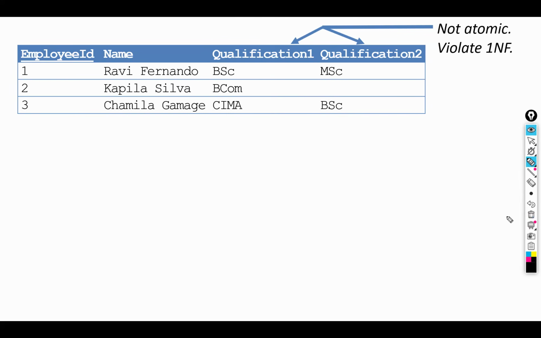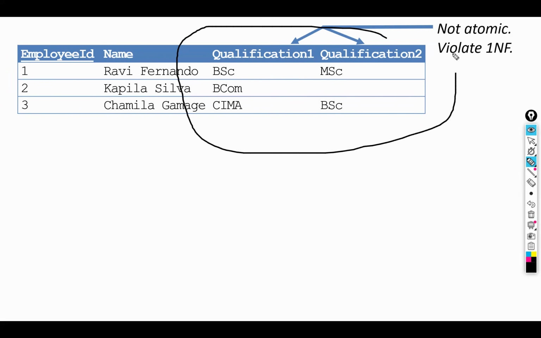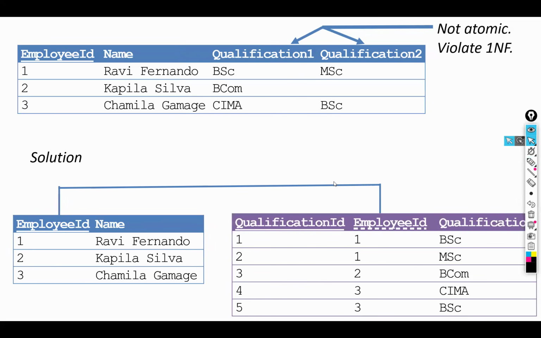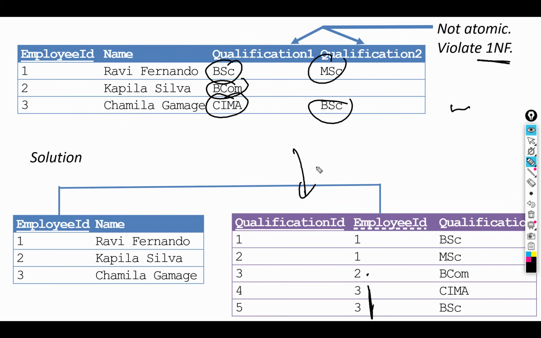So let's fix this. Get rid of this and put it into another table and create a one-to-one relationship. Make sure the employee ID is a foreign key. Now we know that employee 1 has BSc and MSc qualifications. Employee 2 has the BCom qualification. And employee 3 has CIMA and BSc qualifications. And if you have other qualifications, another record. So another record is fine. So this is another example of a violation of first NF and the solution. It's a one-to-many relationship.